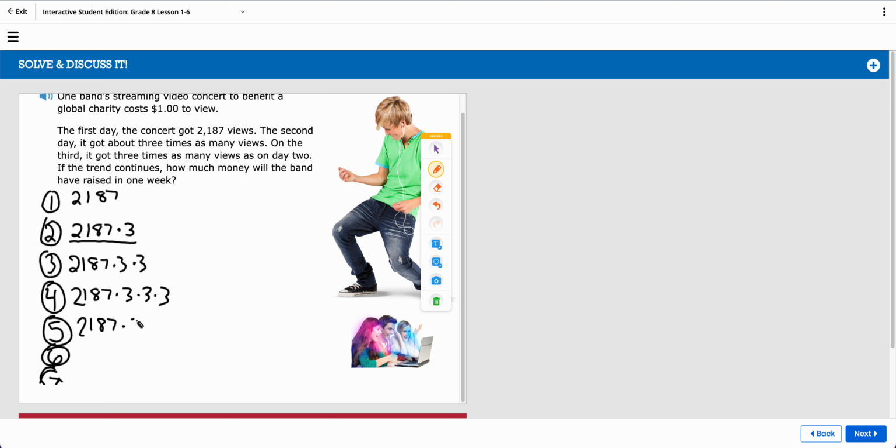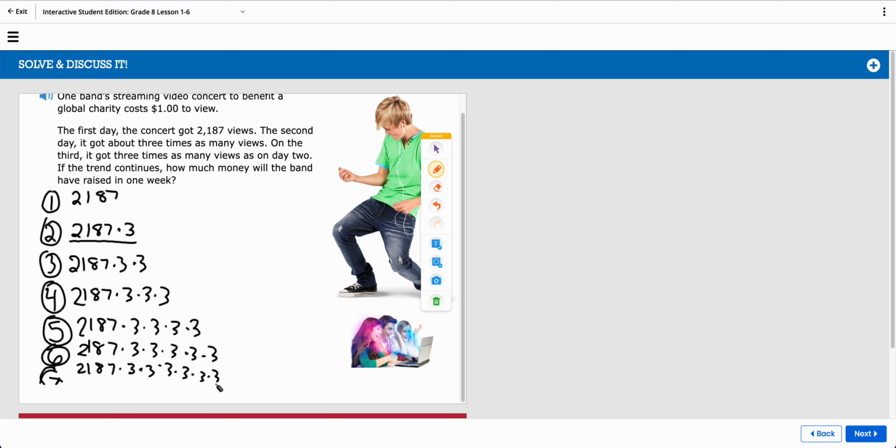2,187, this is day 5, times 3 times 3 times 3 times 3. And day 6, 2,187 times 3 times 3 times 3 times 3 times 3. Any surprise about what the last one's going to be? I'm going to squeeze it in down here at the bottom. 2,187 times 3 times 3 times 3 times 3 times 3 times 3.